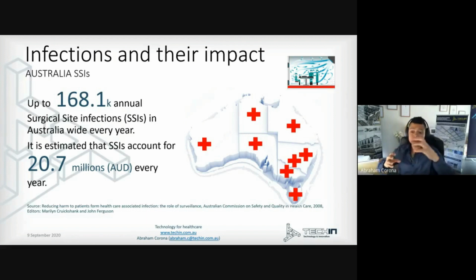I'm not talking about hospital-acquired infection, that is the whole hospital facility. I'm talking about surgical site infection, infections coming from the operating theater itself. And that's already costing us about 20.7 million Australian dollars to the taxpayers.